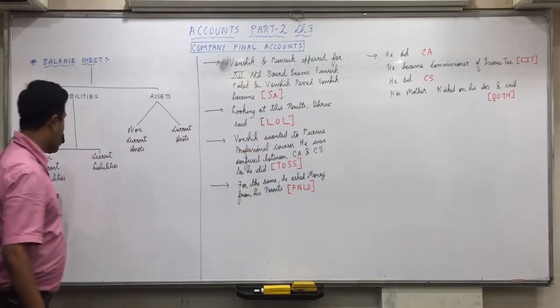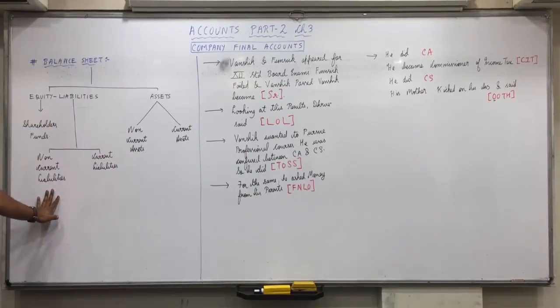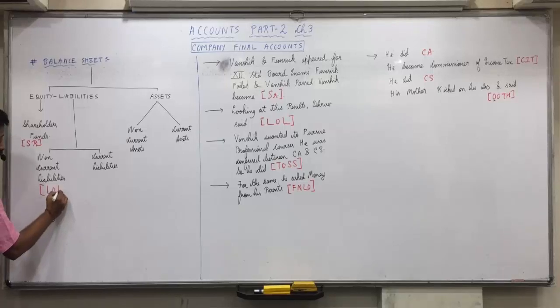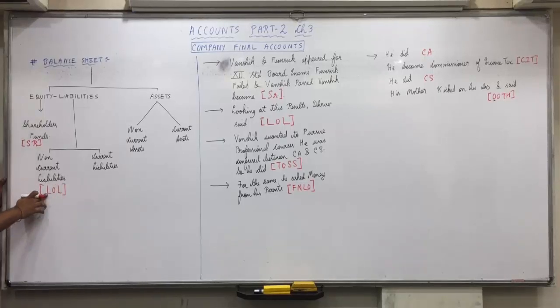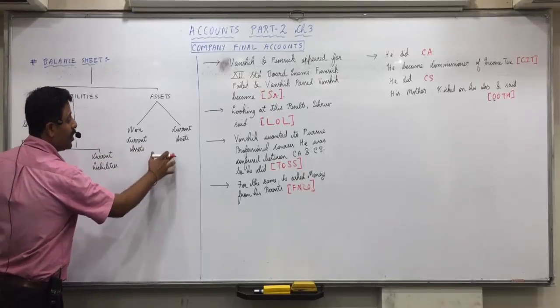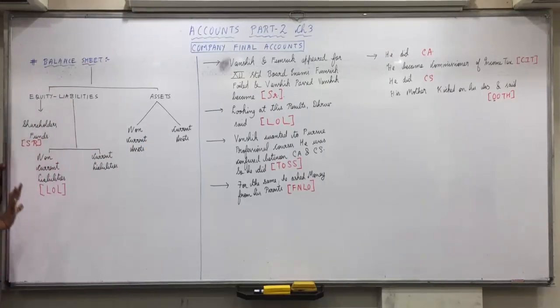LON will come in non-current liabilities. Long-term borrowings. Other non-current liabilities. Everywhere O will stand for other non-current liabilities. Here if O comes, it means other. Okay, so other non-current liabilities.